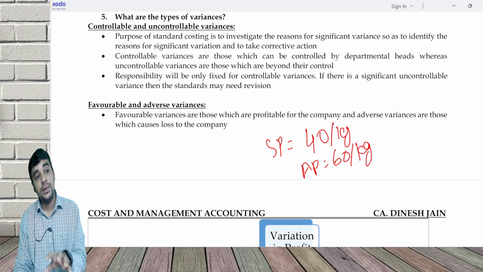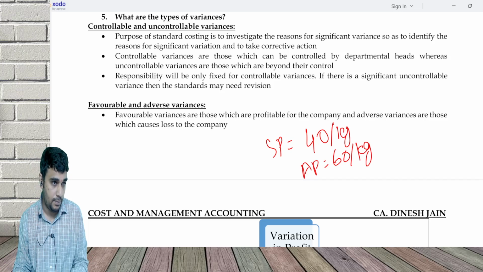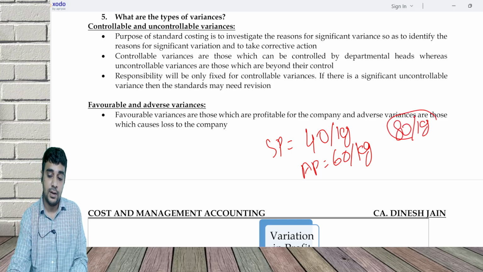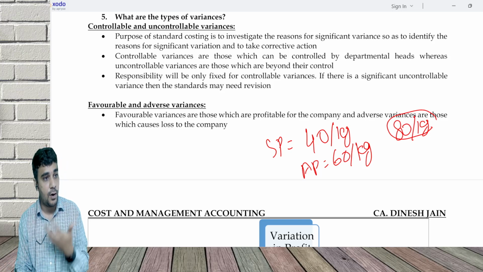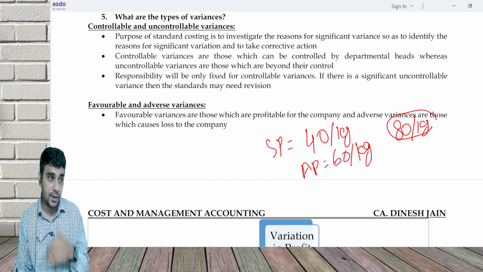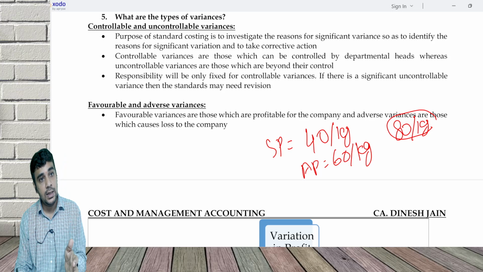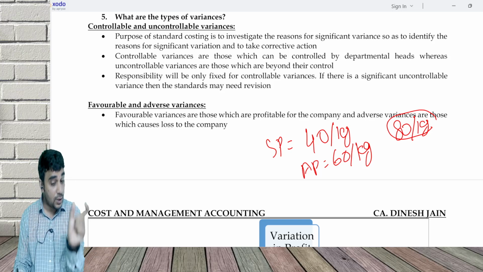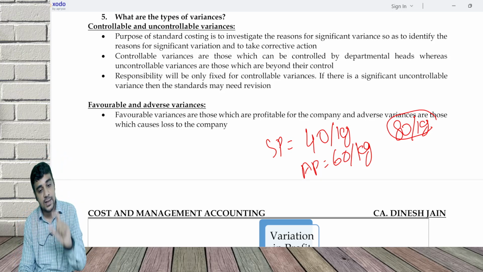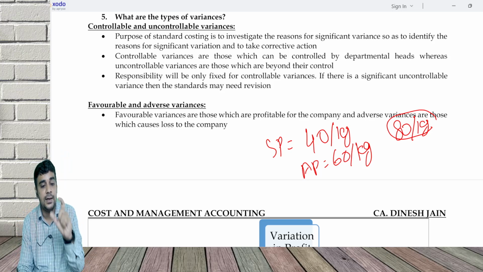But then I get to know that there was a sugar scarcity in the economy. Some sugar production got down because of some reason, and the prices in the market went up to 80 rupees per kg. But still, this guy managed because of his contacts to get it at 60. So in this case, you should not penalize the person. You should in fact reward the person, because the original plan was 40. The new plan should be 80, and 80 versus 60 comparison is controllable. 40 versus 80 comparison is uncontrollable. This you learn at final level, called planning variance and operating variance.